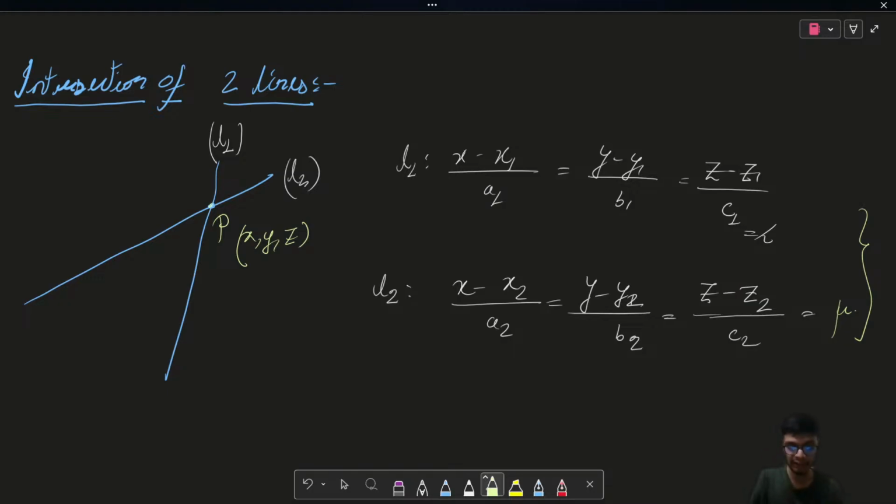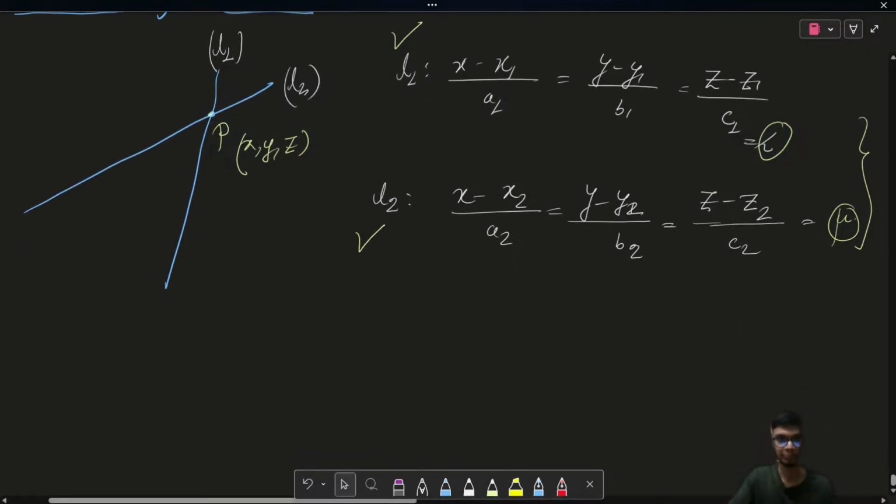Now, if I need to find out the coordinate of this particular point of intersection, the simple way is to find out this point P from line 1 and line 2, and then compare it, and from there I will get the value of lambda and mu, which will come from the point P. Very simple and straightforward. So let's try to analyze this particular idea.